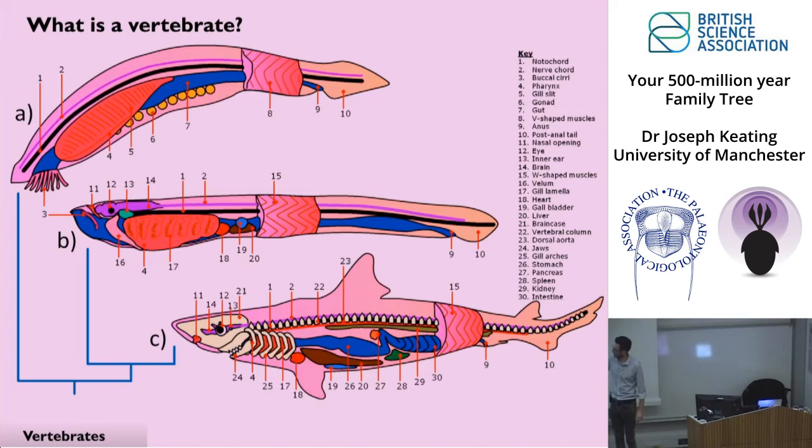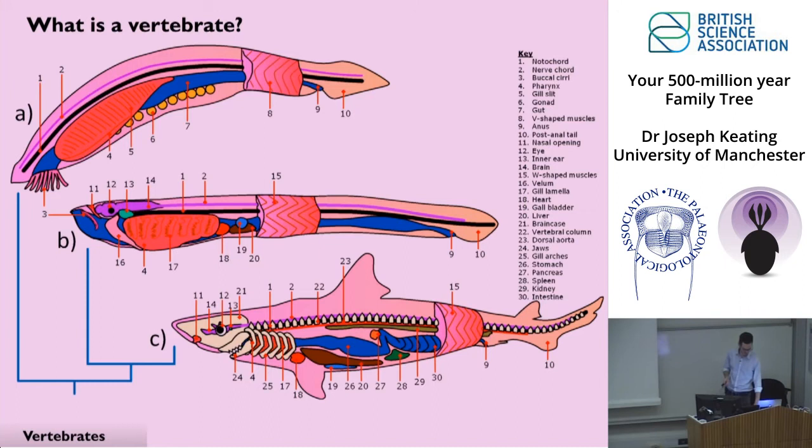But jawless vertebrates and jawed vertebrates share a number of characters not found in the lancelet, including a brain, eyes, liver and heart, and a gallbladder. So these organs, these soft characteristics, are what define vertebrates. It's not a backbone or a skull or any of those things you commonly associate with vertebrates.